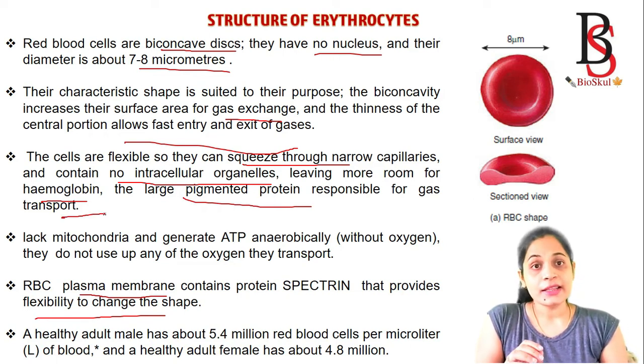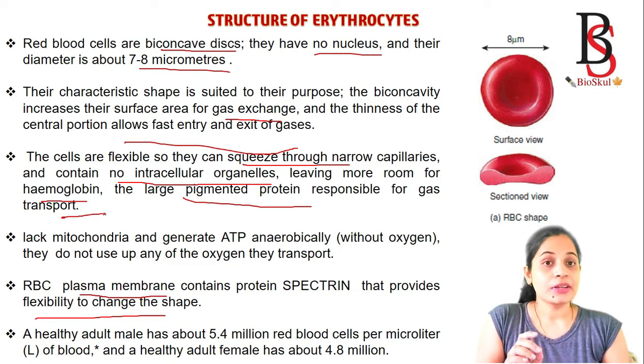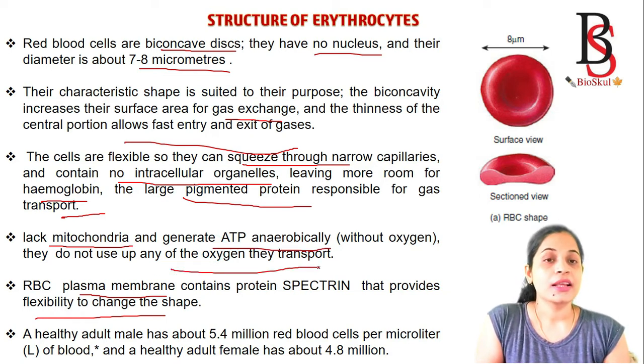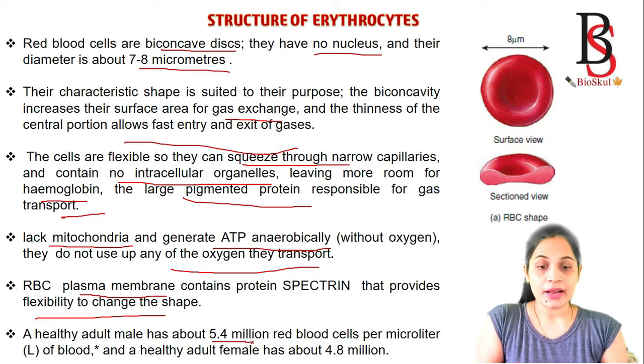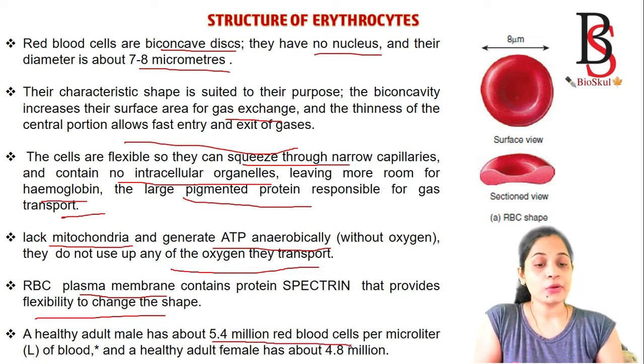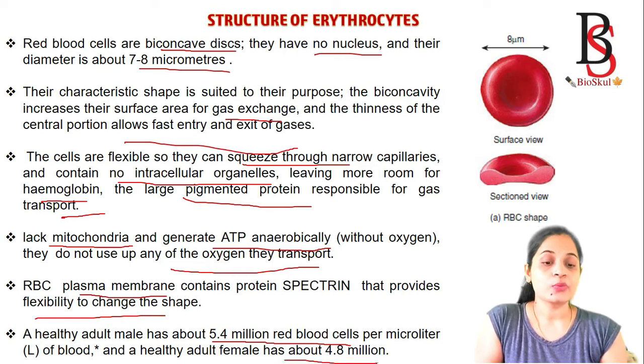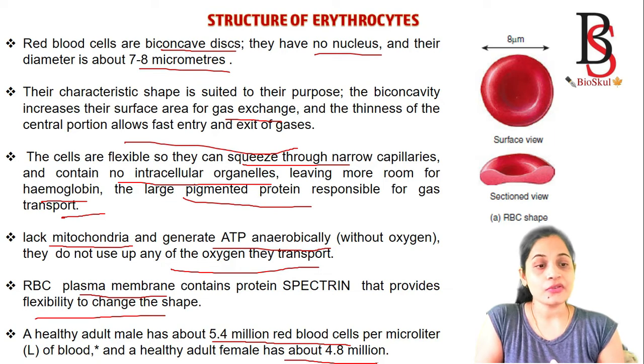Red blood cells lack mitochondria, and they generate ATP anaerobically. So they do not use any of the oxygen they transport. A healthy adult male has 5.4 million red blood cells per microliter of blood, and the female has about 4.8 million red blood cells per microliter of blood.